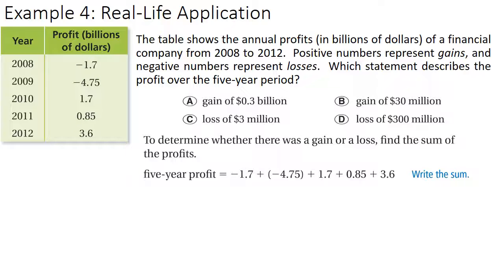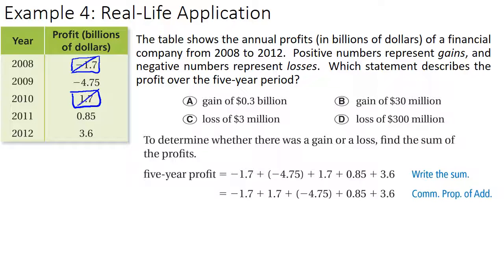So as we look at this, we can automatically see we have a negative 1.7 and a positive 1.7. As we add those two together, that is going to cancel out and we won't have to worry about those two numbers. Then the next step is to see that we have two positive numbers and a negative number. So probably the easiest way to break this into pieces is to add our positive numbers together and then add our negative numbers together.